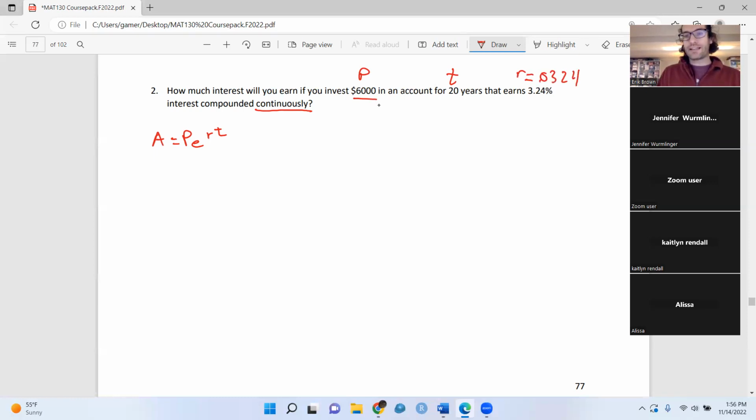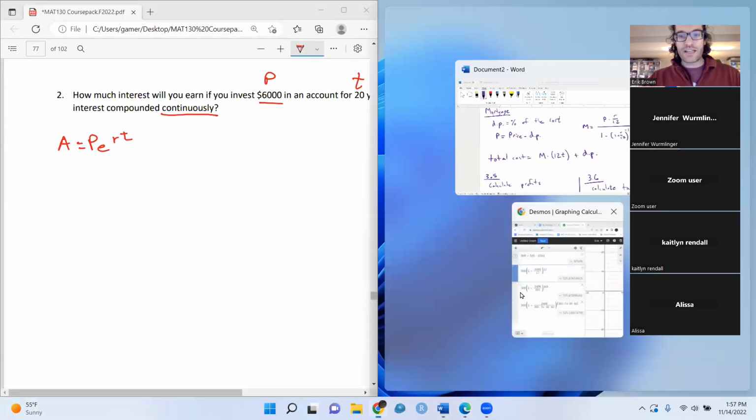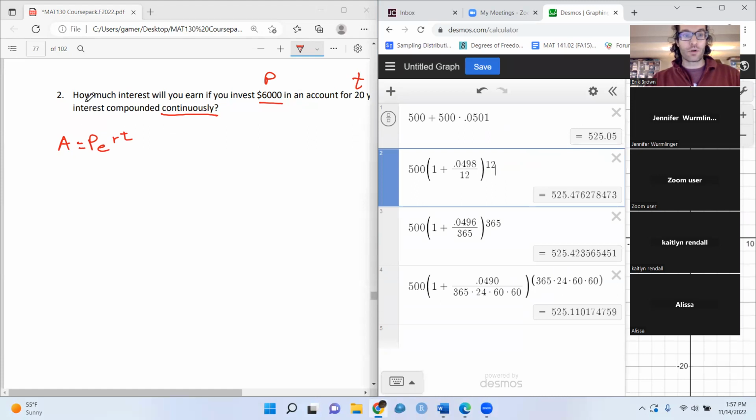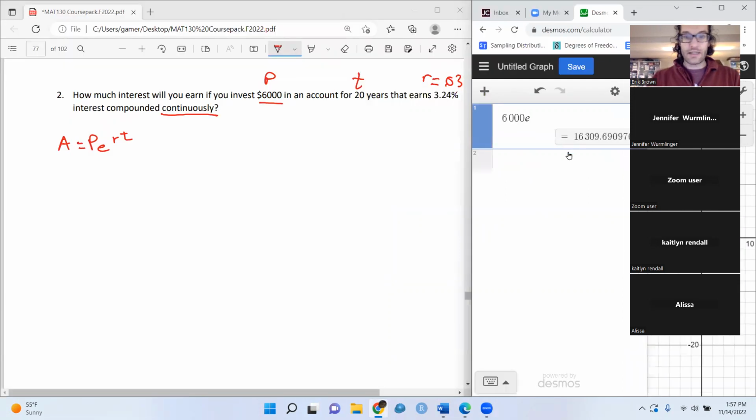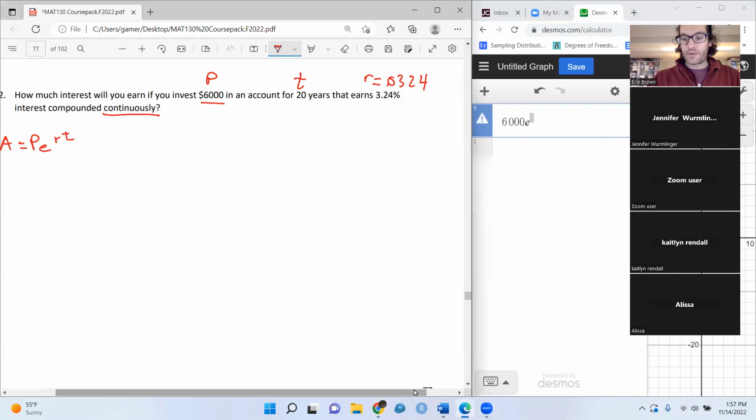Now I'm gonna guess that maybe y'all got the wrong answer, but we'll see. Most students tend to get this one wrong because they miss the words how much interest as opposed to future value. So just in case you're forgetting, E is a number. So just type that in Desmos as E. Even if you're using some other calculator, it will have that there. 0.0324, and then times 20.